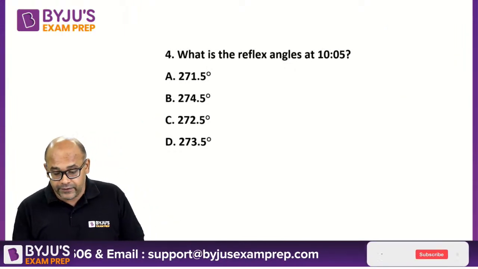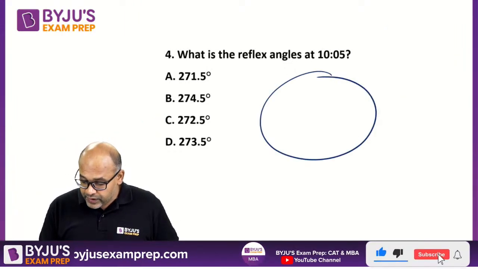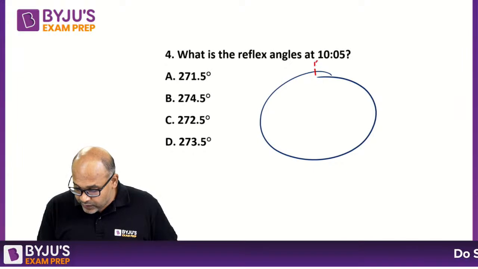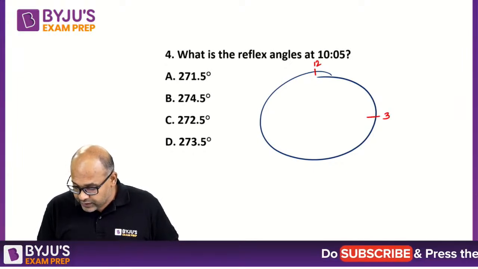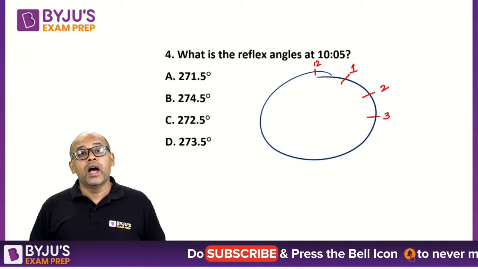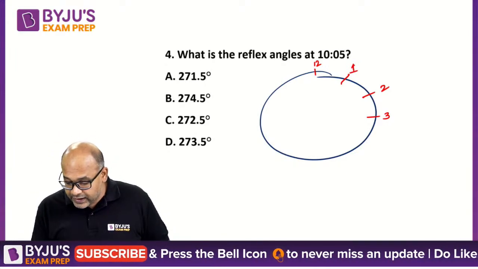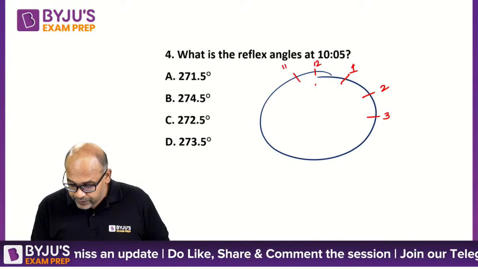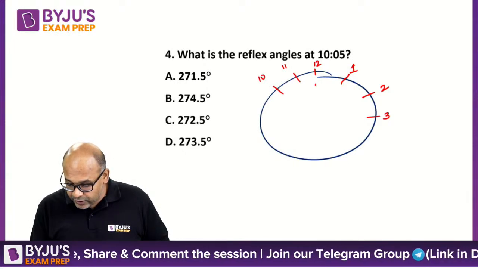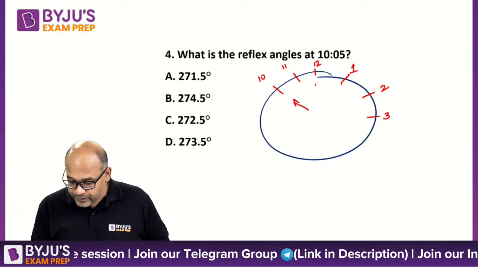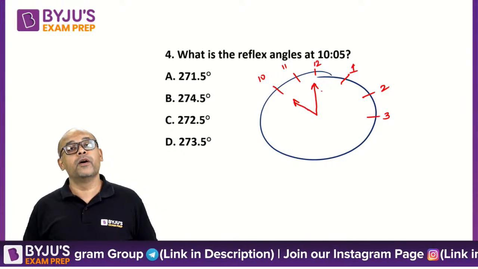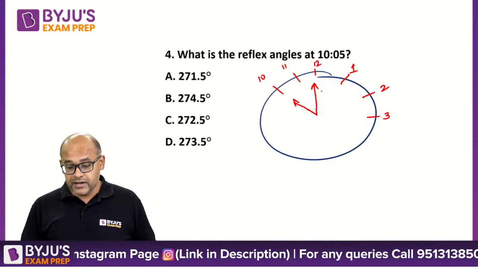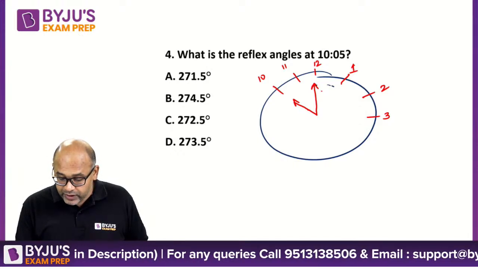So at 10:05, what happens? This is my clock. If I draw my hours hand in red color, this is my 12, this is my 3, 2 and 1. At 10 o'clock, this would be my hours hand. This is 11 and 10. So at exactly 10 o'clock, my hours hand is here and my minutes hand is here. Okay, now what is happening? For 5 minutes, my minutes hand is moving. It will keep moving. It will come to this point.